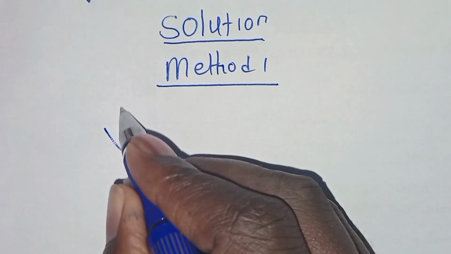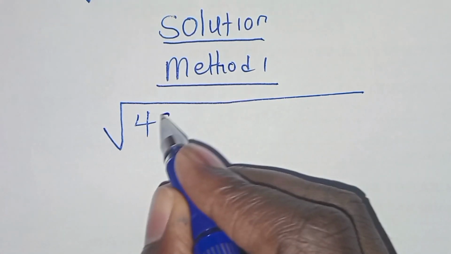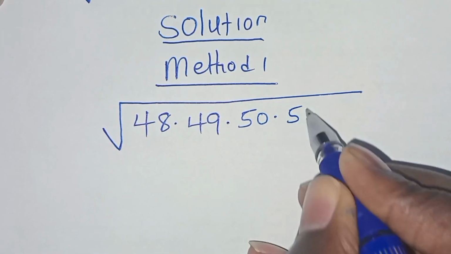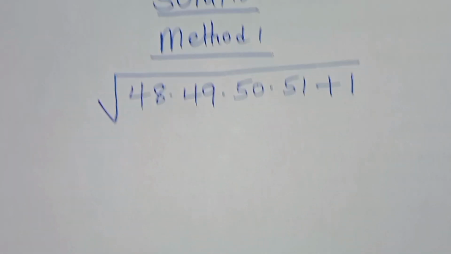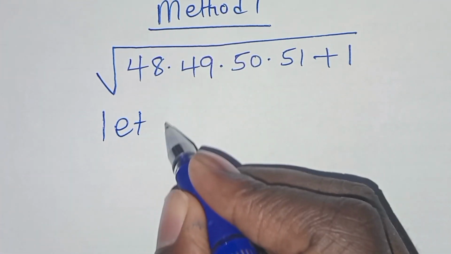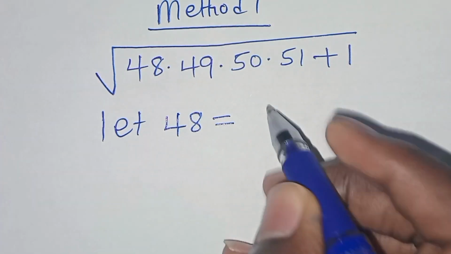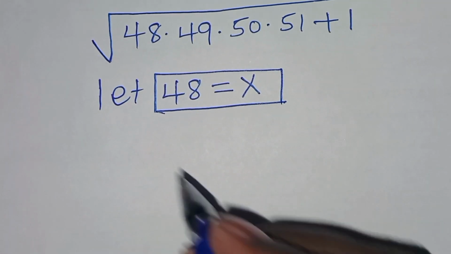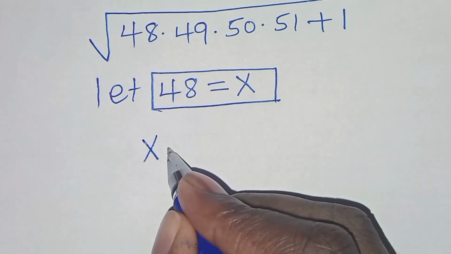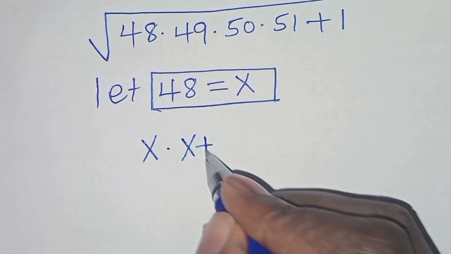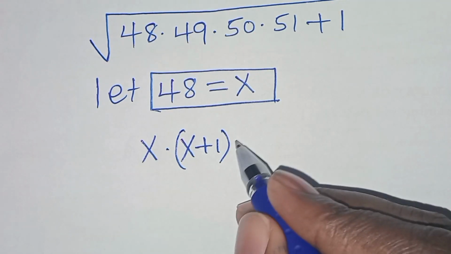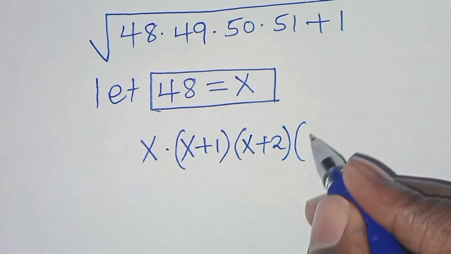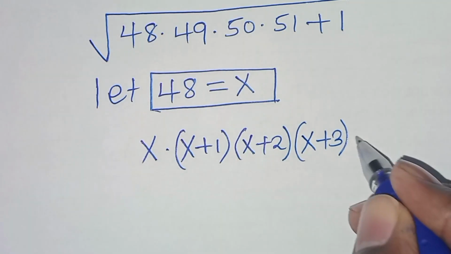So here we have the square root of 48 times 49 times 50 times 51 plus 1. The next step is that we just let 48 be equal to x. Now, substituting the value of x, we'll have x times 49, which is the same thing as x plus 1. 50 is the same thing as x, that is 48 plus 2. Then 51 is the same thing as x plus 3, then plus 1.